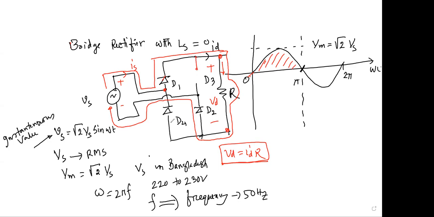This time, if you apply Kirchhoff's voltage law, you can see that VD equals VS for omega t from 0 to pi, that means for the positive half cycle.